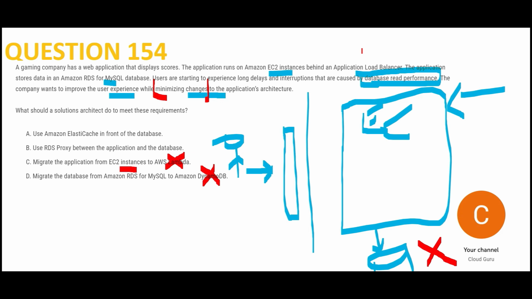Lambda does not support all languages. So you will have to see which language Lambda supports, and then you will have to convert your existing code into that coding language. It's a big change. B says we will use RDS Proxy between application and database. Here we'll use a proxy. This place they want to use a proxy. Proxy is a network solution. Proxy is not a solution to improve performance.